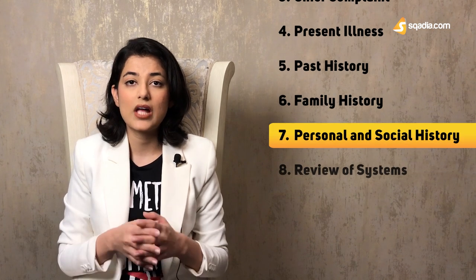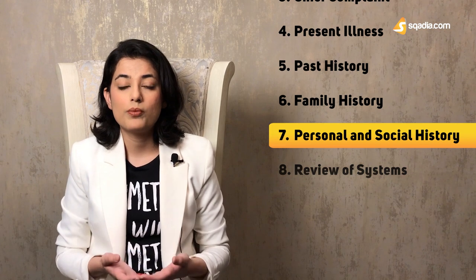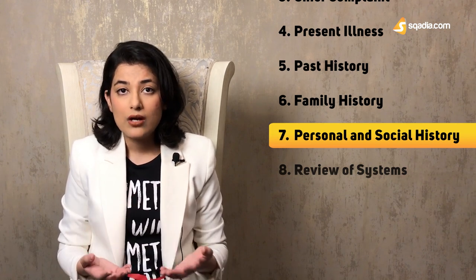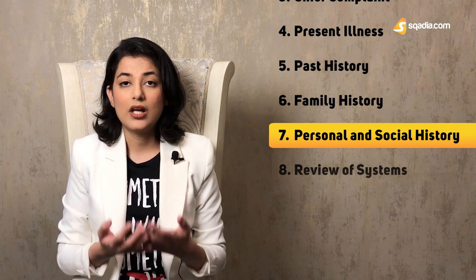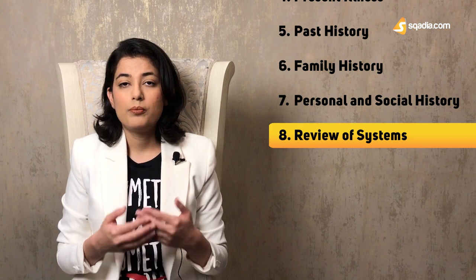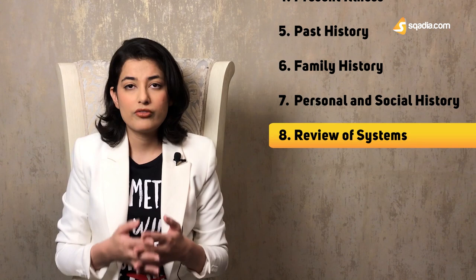Next is the personal and social history. This is in regards to the patient and it documents the patient's educational level, lifestyle, current household, etc. And lastly, review of systems. This documents the presence and absence of common symptoms related to each of the major body systems. So now that we're done with the components of history briefly, we will dive into our main topic, and that is the examination of the extraoral tissues.